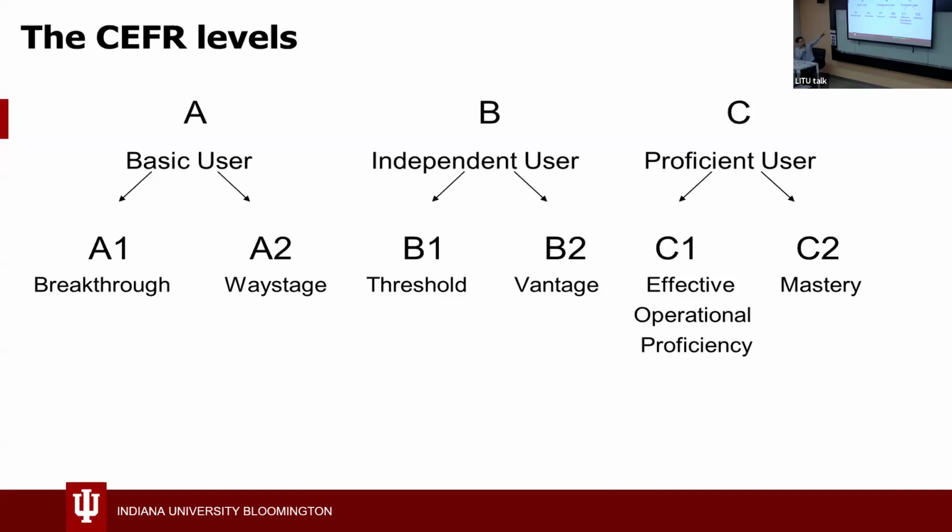So as this label implies, if you're B1 or B2, you are an independent language user. What that means is you could produce language at least at the sentence level, right? Without any external help. But that's quite important for B1 or B2. And then when you become a C level, we label you as a proficient user.